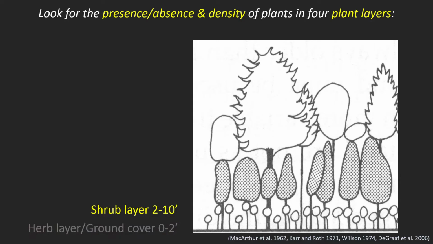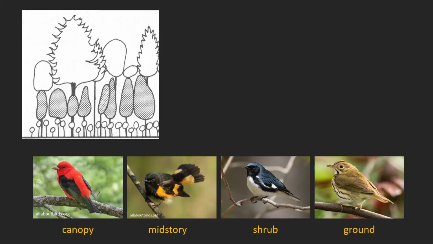A shrub layer that includes shrubs and young trees growing 2 to 10 feet above the ground. A mid-story layer that includes tall shrubs and small trees growing 10 to 30 feet above the ground. And a canopy layer of tall trees growing 30 feet tall or taller.